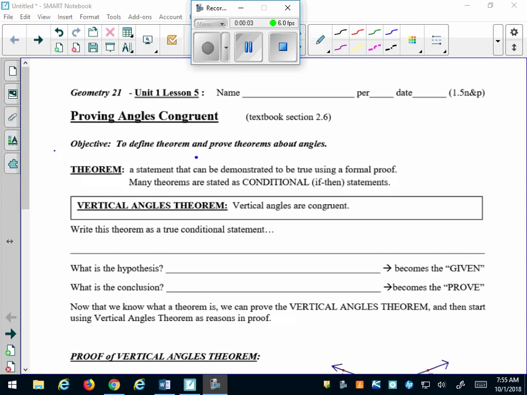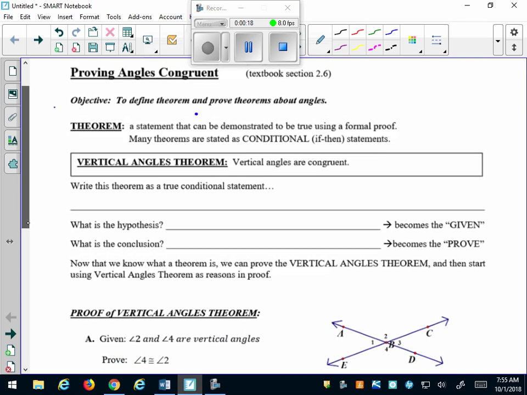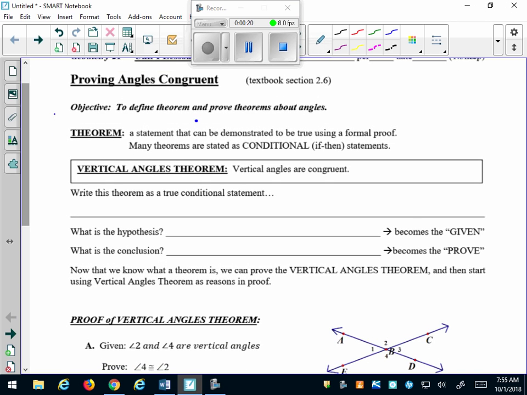Hello, this is Mrs. Myers, and today we're going to learn lesson 1.5. This actually corresponds with the textbook that we use, section 2.6, give or take. So basically we're going to be talking more about proofs, and specifically about proving angles that are congruent.